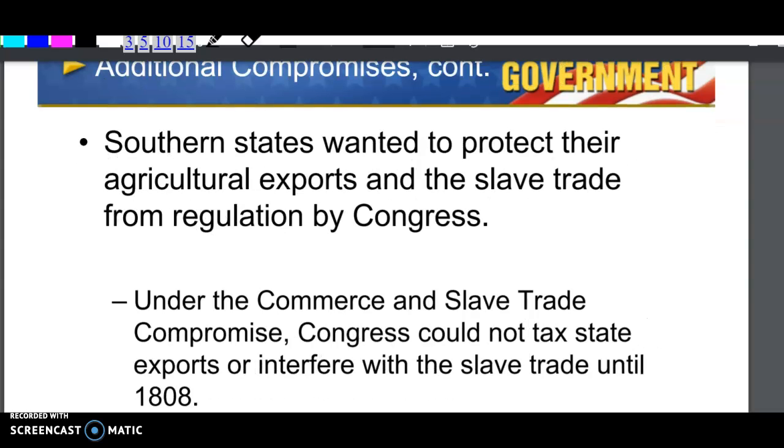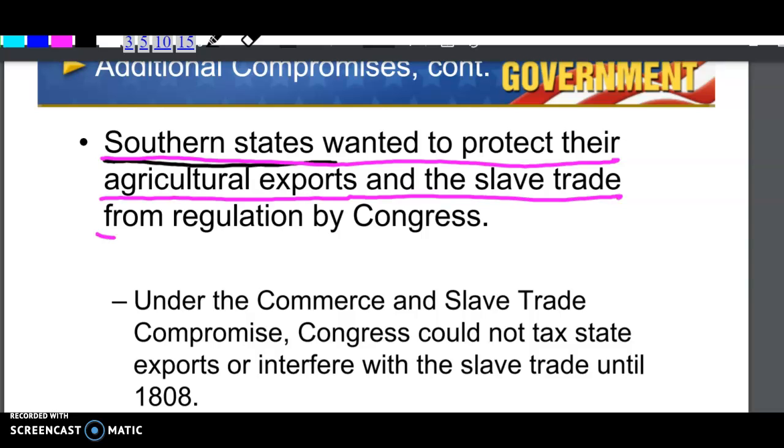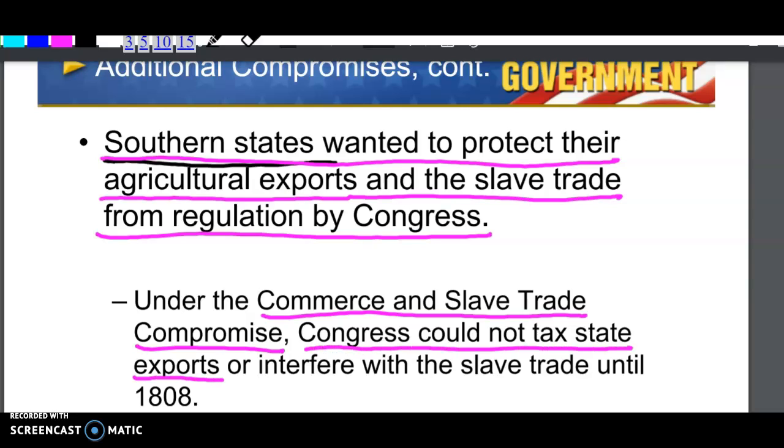All right, so same heading, other compromises. Again, it has to do with southern states. Southern states wanted to protect their agricultural exports and the slave trade from regulation by Congress. They didn't want Congress telling them how they exported their agricultural goods, and they did not want Congress interfering in their slave trade. So the compromise was called the Commerce and Slave Trade Compromise. Congress could not tax state exports or interfere with the slave trade until 1808.